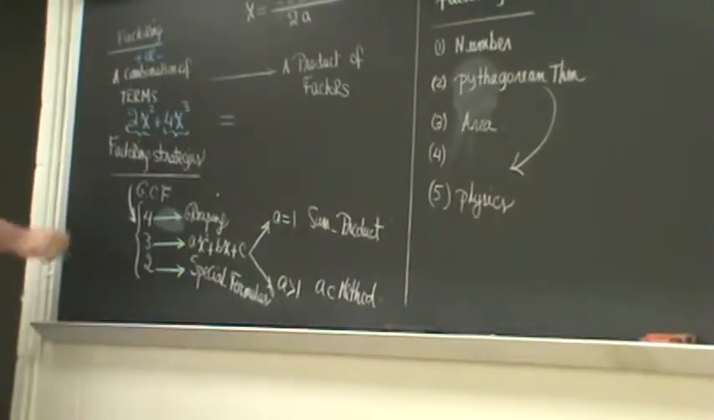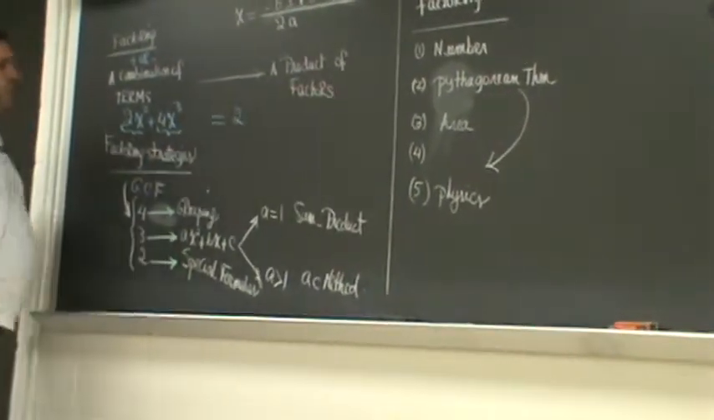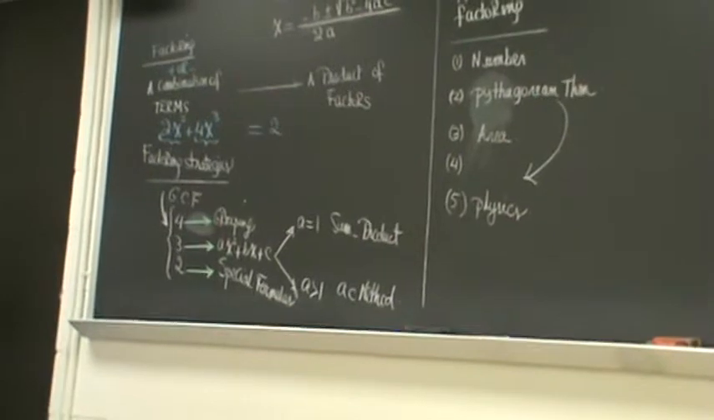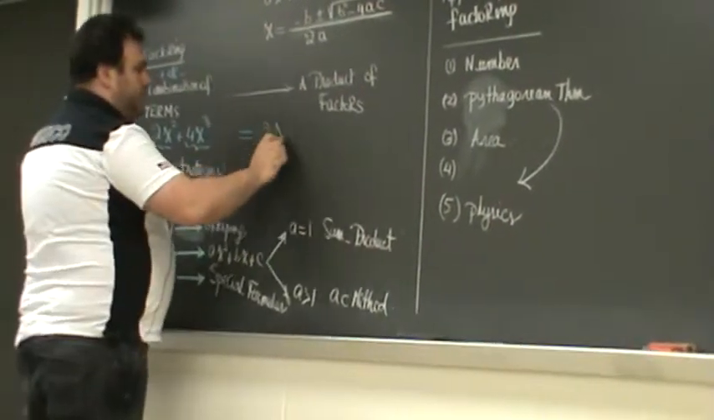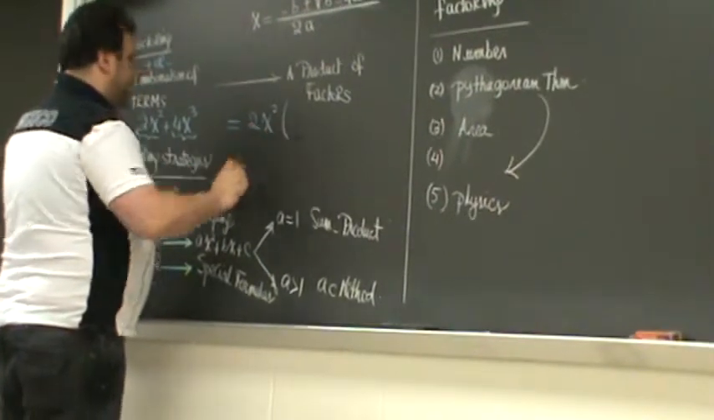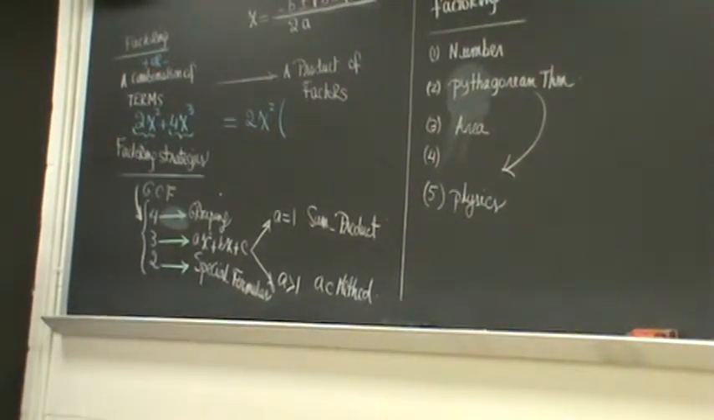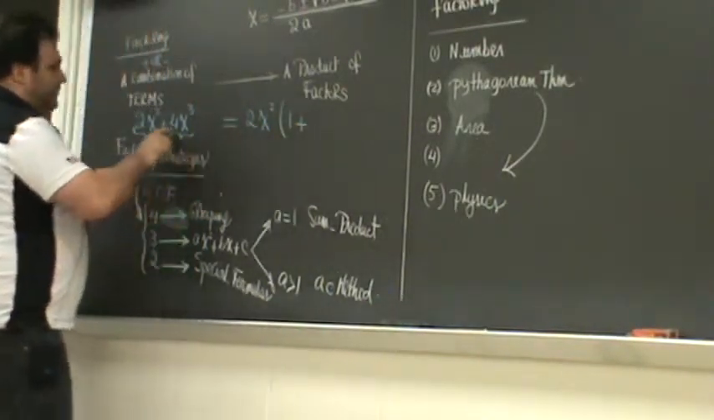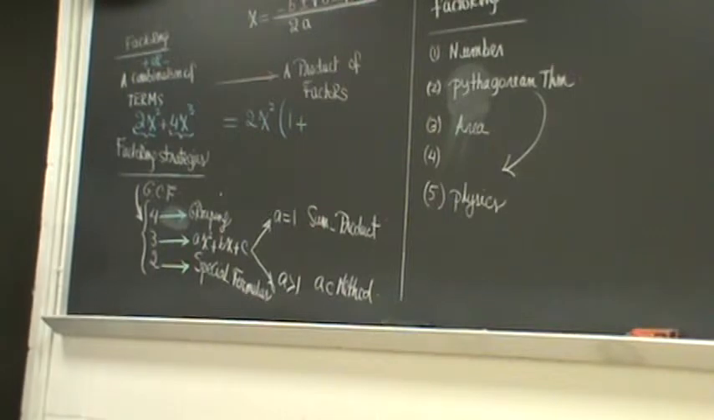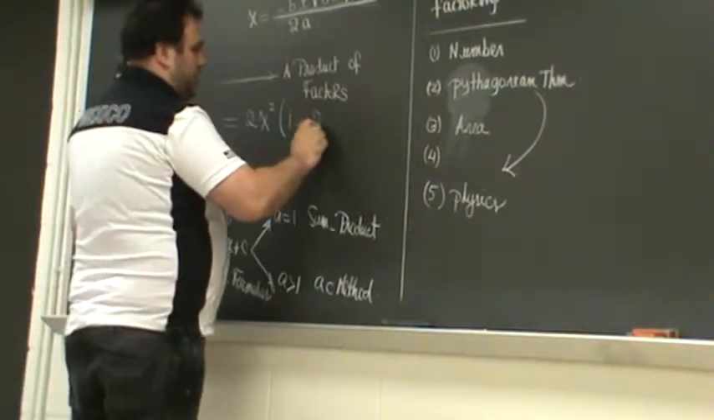It will be what? Well, between 2 and 4, we can certainly factor out 2, right? Between x squared and x cubed, what can we factor out? X squared. Well, 2x squared times what? What is left from the first term then? Only 1. And what is left from the second term? Only 2x.